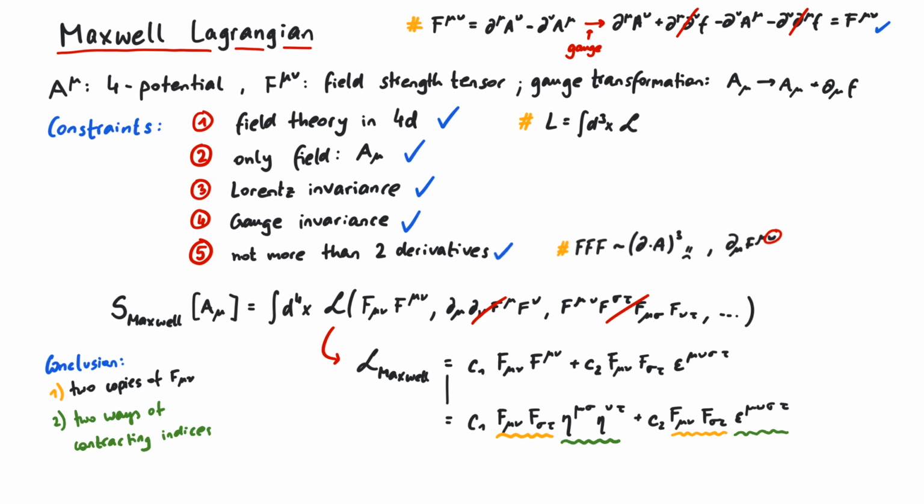There are 2 remaining remarks. First, we can ignore the second term for now, since it's a so-called boundary term, which does not contribute to the equations of motion. Second, it is convention to choose the constant c1 to be equal to minus 1 over 16 pi. So finally we have our result. This is the Lagrangian density for the Maxwell field in a vacuum.